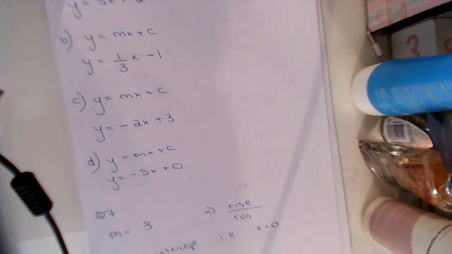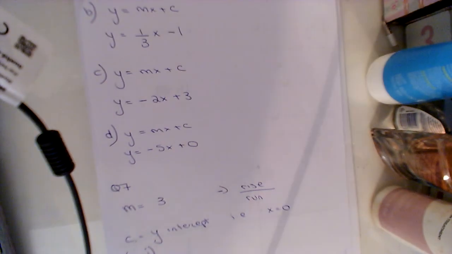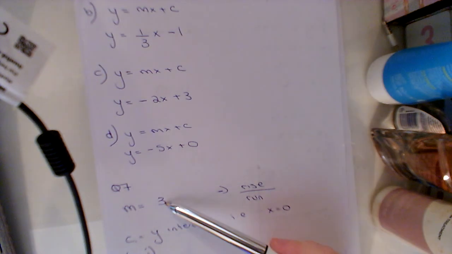Someone else might have decided to take 2 points on that line, so they could have taken like 0, 1, and they also could have taken another point, maybe 2, 7, and subbed into my formula. You would still get the same answer, that your slope is 3. C is my y-intercept, y is 1, that's where it's crossing the y-axis, so the point would be 0, 1 for my y-intercept. So my equation of that line is y is equal to 3x plus 1.